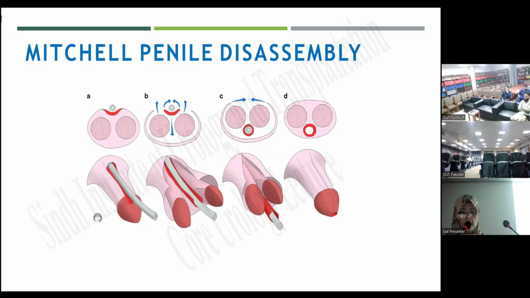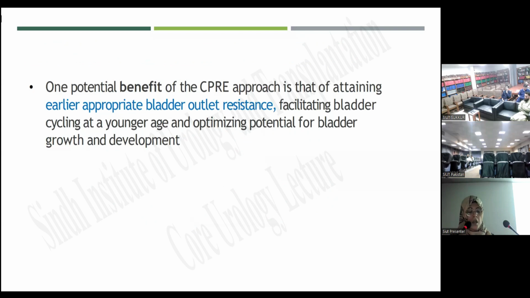The urethral plate is detached from the glans and the urethra is brought out between the corpora to a hypospadiac position. Corpora are then positioned into the midline with interrupted sutures. Skin is closed with fine absorbable suture. This is how we can restore the normal anatomy by the Mitchell penile disassembly with the complete primary repair of exstrophy. One potential benefit of this approach is attaining earlier appropriate bladder outlet resistance, facilitating bladder cycling at a younger age, and optimizing potential for bladder growth and development.